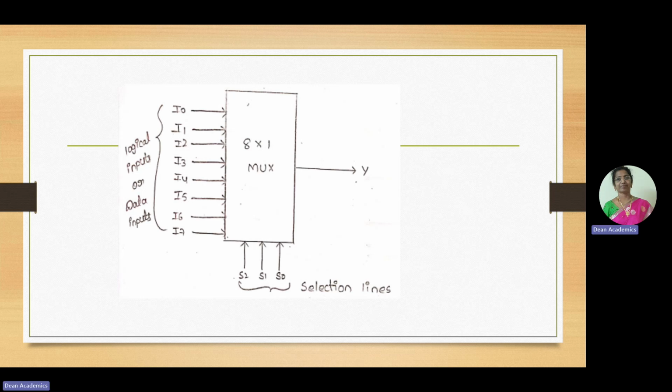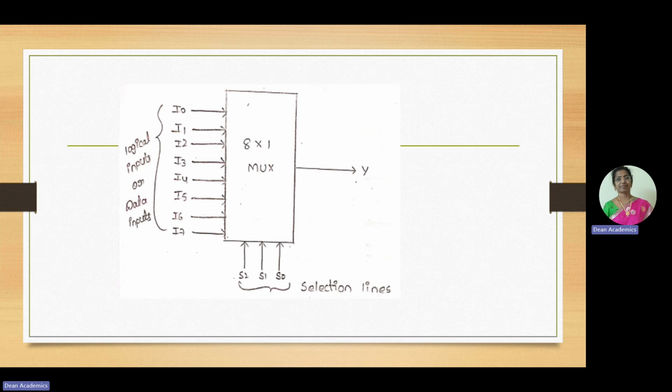We are considering 8x1 multiplexer. Based on the select lines, it directs any one of the inputs to the output. Now it is a 8x1 multiplexer. We know it is like many to 1.